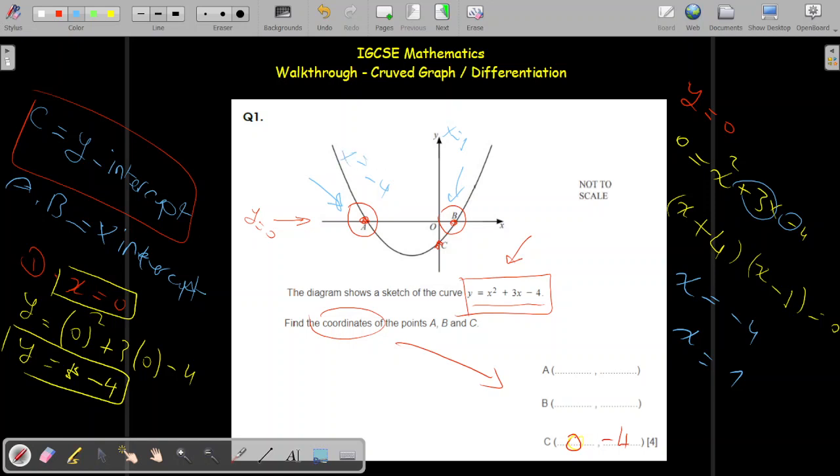You get the idea. So this is going to be point A. Point A is where x equals minus 4 and y equals 0, while B is going to be where x equals 1 and y equals 0.